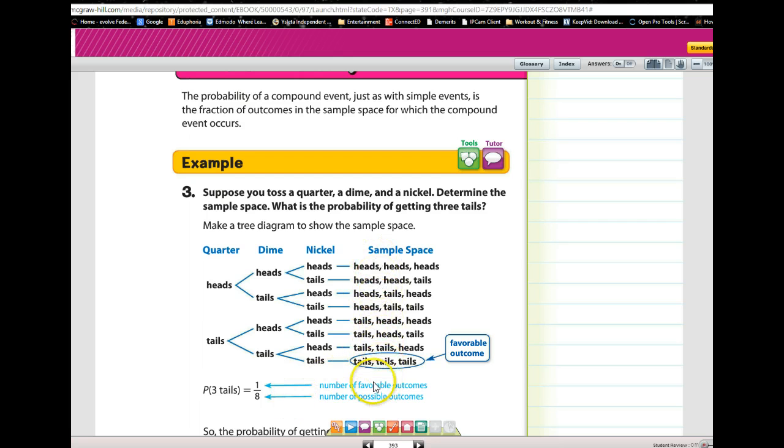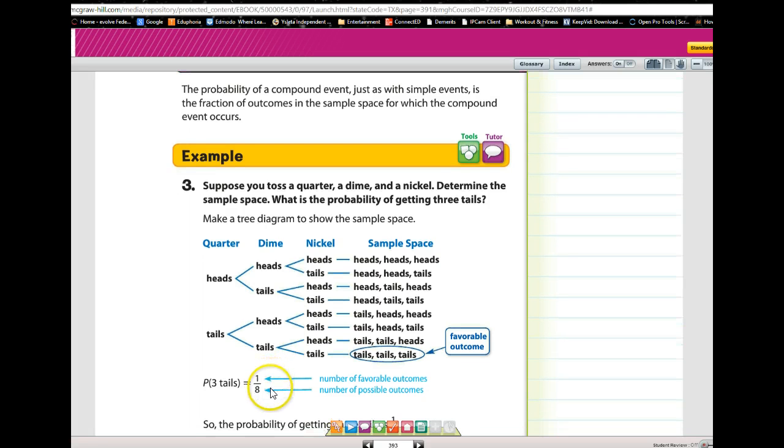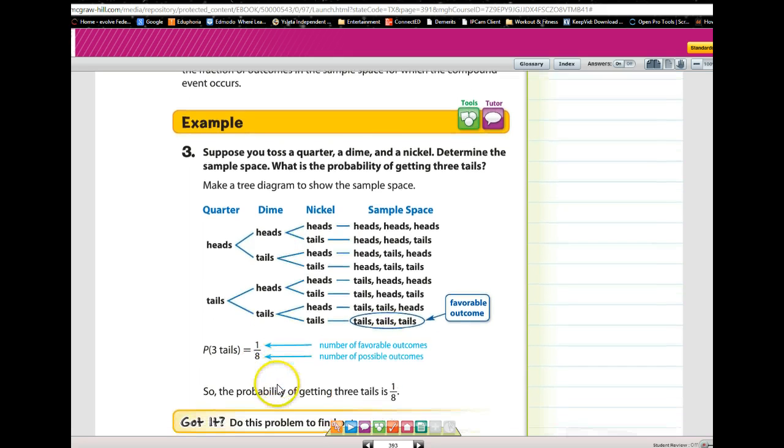No more, no less. We have to also be able to write it as a fraction. I'm also going to expect you guys to know how to write it as a decimal and a percent, because you could be asked to find the probability and know how to represent it in any given way. It's not always going to be expressed as a fraction. It could be expressed as a decimal or percent just as well. But to start, you need to always begin by writing the probability as a fraction or ratio. So the probability of getting 3 tails is 1 out of 8.